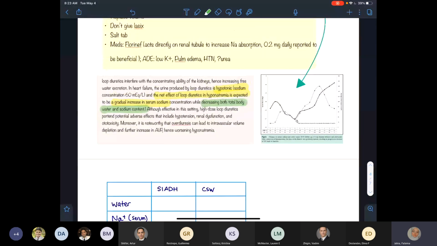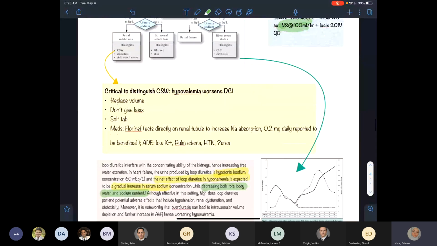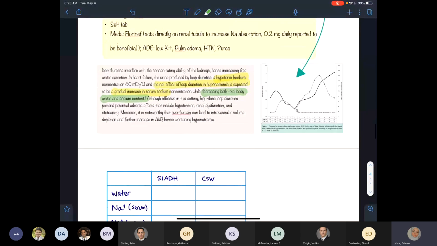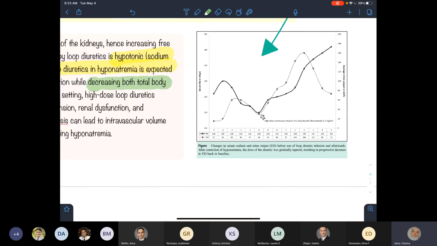Just to explain, I know we don't use loop diuretics a lot for hyponatremia. It's usually used more for CHF. But loop diuretics make you lose sodium and water, and the net effect is improvement of hyponatremia. But at very high doses, they can cause renal dysfunction and other toxicity. And also, if you over-diurese a patient, their ADH is upregulated, and then they start retaining water paradoxically. So you're not really helping at that rate.